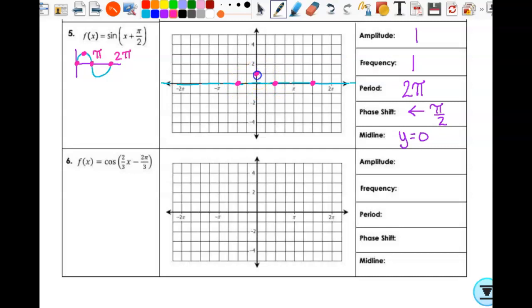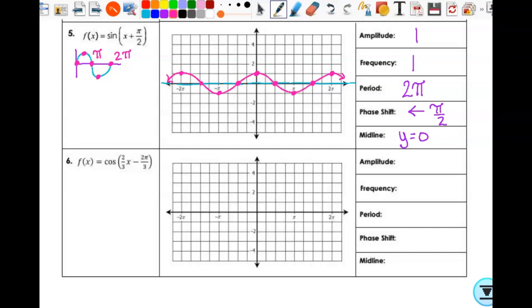Then I go up 1. Then halfway between these two, I go down 1. And there are my 5 anchor points. Okay, we good? And then we just repeat. It looks like this. What questions you got? We good? Because if you graphed the other ones, this isn't that big of a deal. We're just moving to the left, and we're also going to do some reflections today.